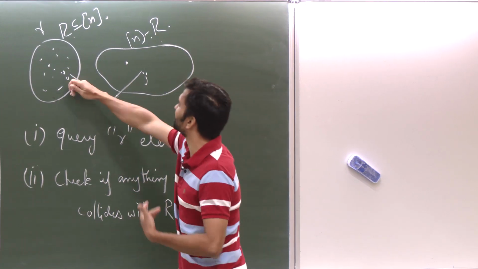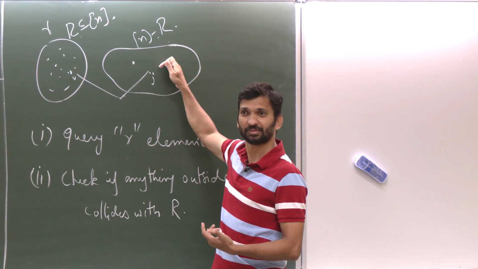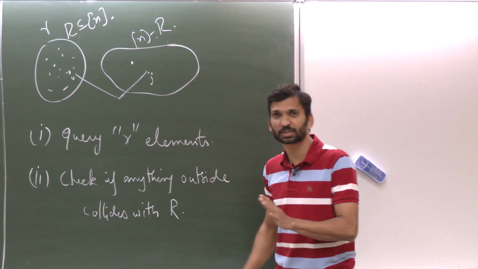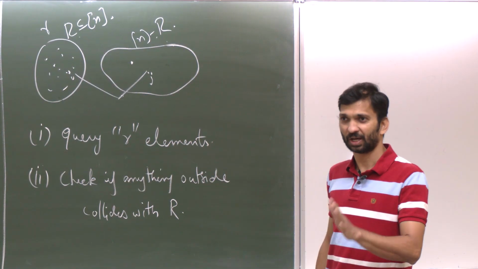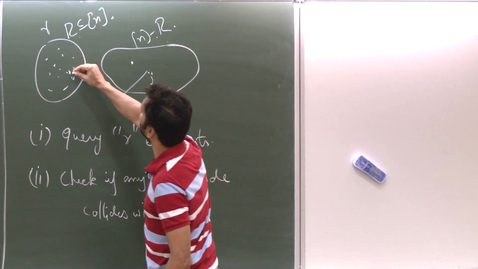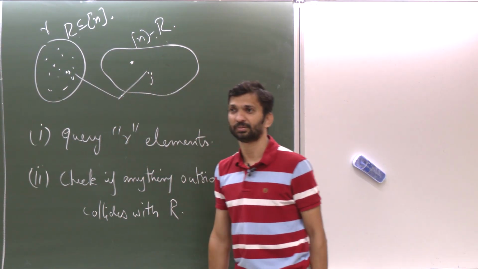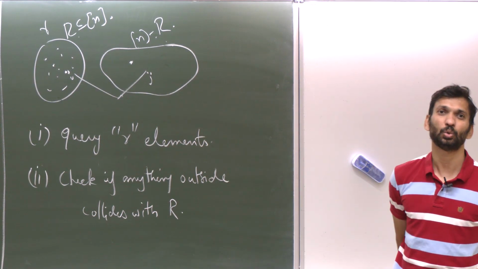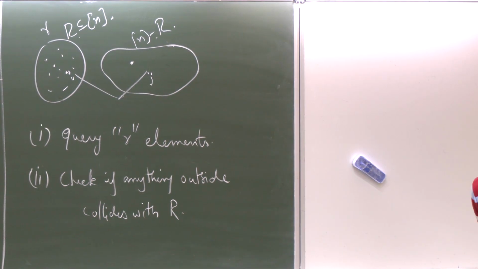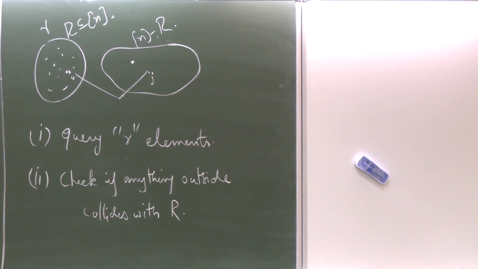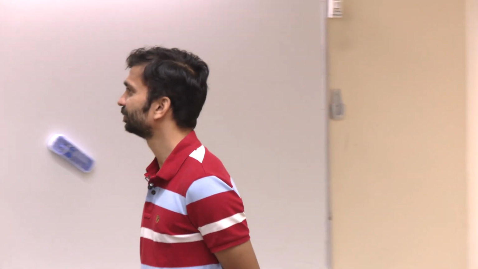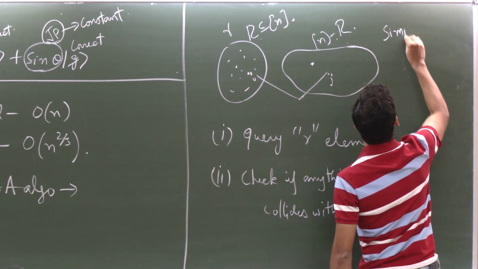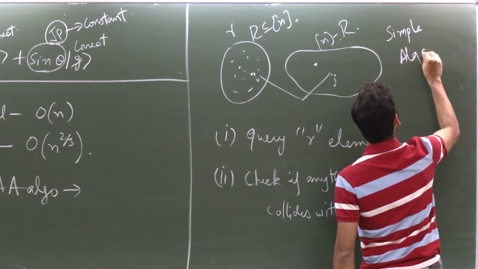Classically, if I want to see if there is a collision, I will query everything here. Correct? Now, the purpose of step 2 is clear. I want to check if there is a collision between an element here and an element here. Okay? How many queries do I need to do this? So, this is my simple algo.